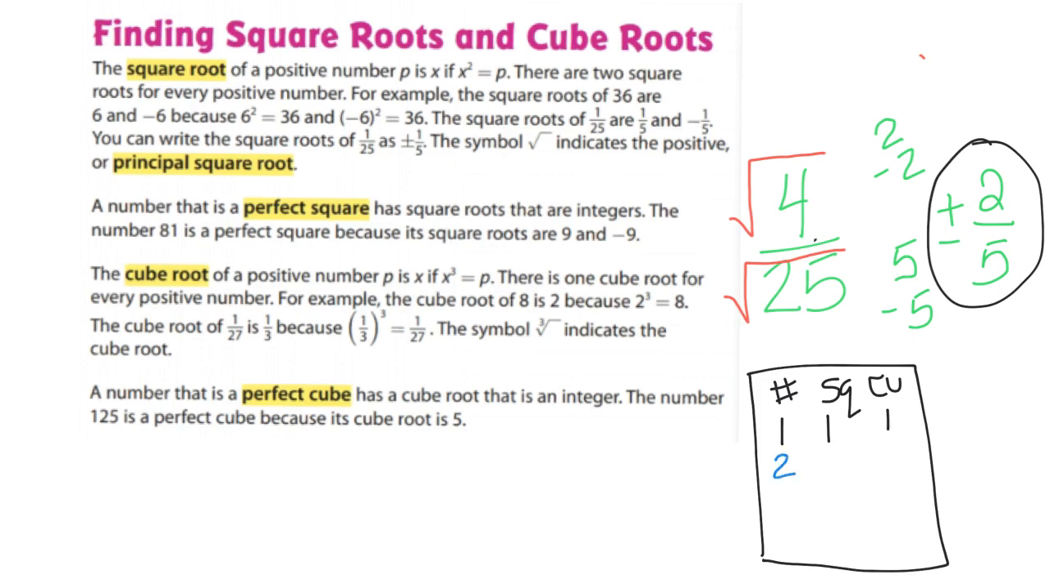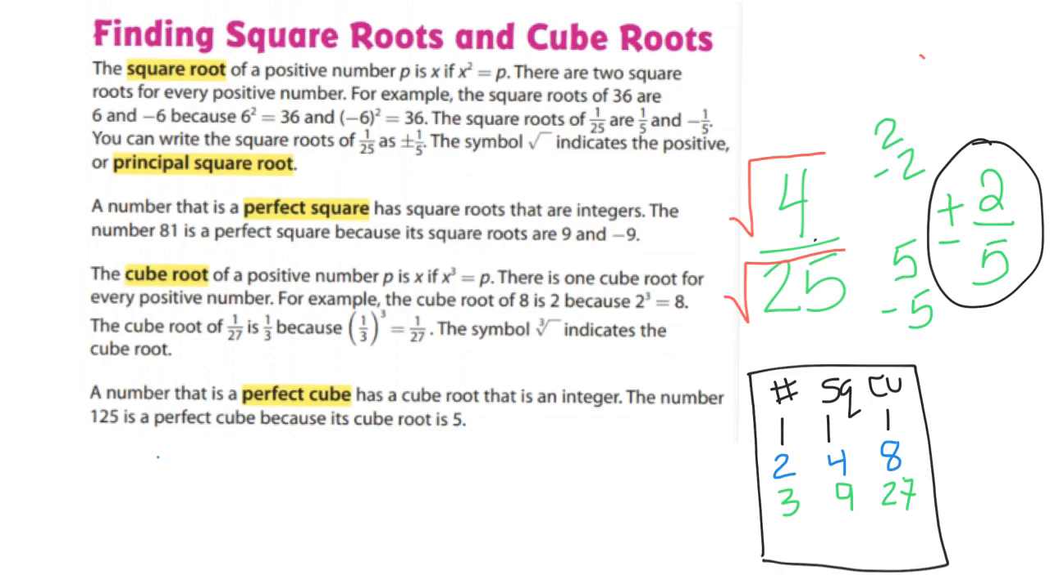The number 2. What's 2 squared? It's 4. What's 2 cubed? Well, it's 2 times 2 is 4, times 2 is 8. Put the number 3 down. What's 3 squared? Well, 3 times 3 is 9. Okay, 3 cubed. 3 times 3 is 9, times 3 is 27.